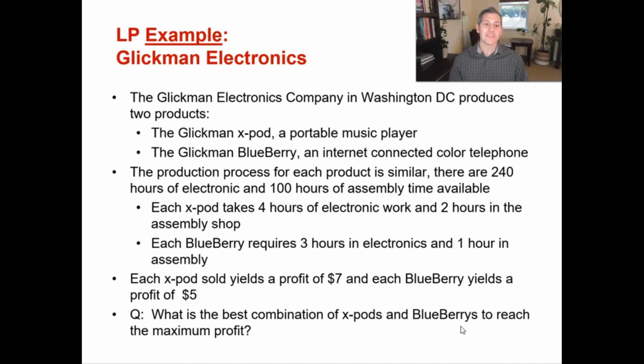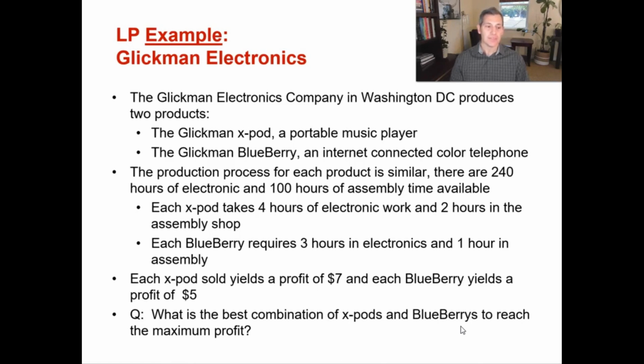The production process for each of these products is similar. There's 240 hours of electronic assembly time available, and there's 100 hours of assembly time available. Okay, so you got 240 hours worth of electronics and 100 hours worth of assembly time available in that facility. Each XPod takes 4 hours of electronic work and 2 hours in the assembly shop. Each Blueberry requires 3 hours in the electronics and 1 hour in the assembly area.